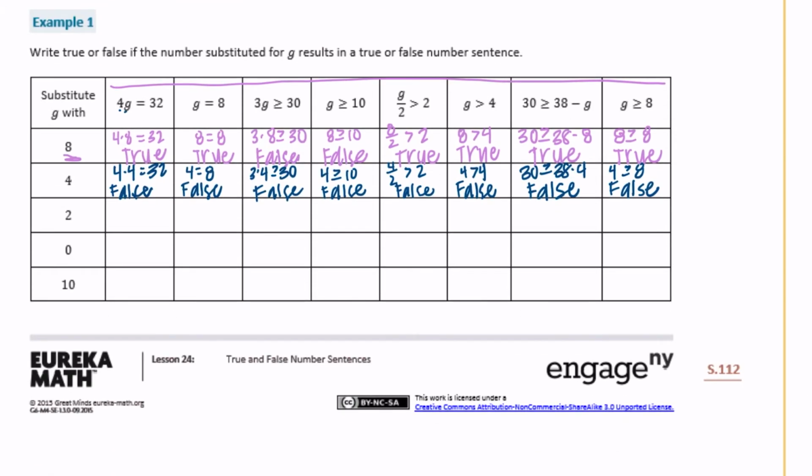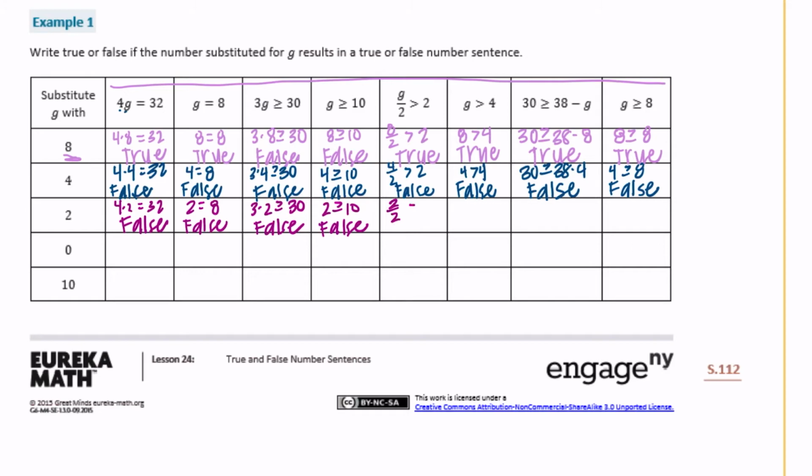Okay, now if we replace G with 2. So 4 times 2 is equal to 32. 4 times 2 is 8. 8 is not equal to 32. False. 2 is equal to 8. False. 3 times 2 is greater than or equal to 30. 3 times 2 is 6, and 6 is not greater than or equal to 30. 2 is greater than or equal to 10. False.